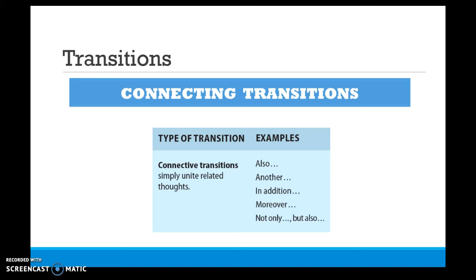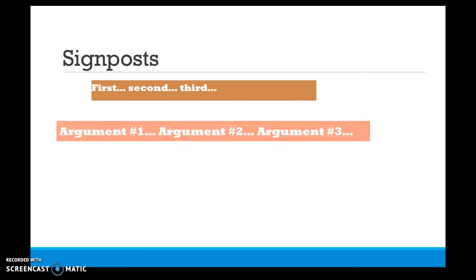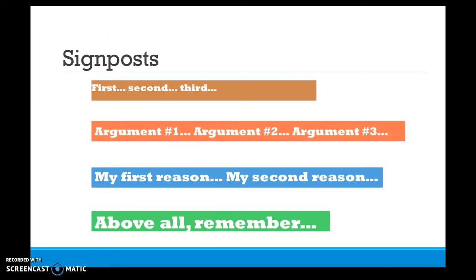Connectives simply relate thoughts together. They unite related thoughts. In addition, moreover, and so on. Finally, concluding transitions, they're great. They signal the end of a section and tell you that you're ending the entire speech. I always tell students, I don't mind if you use in conclusion to summarize. That's a perfect way to let us know you're ending. You can also use signposts. If you do a demonstration speech, that's one of the types of informative speeches you can do, you might want to use signposts.